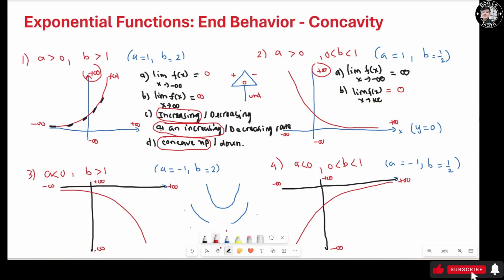Now see, is the function increasing or decreasing, at an increasing rate or decreasing rate? We just draw tangent lines. So we see that the tangent lines go this way, which is this one right here. So the function is decreasing.